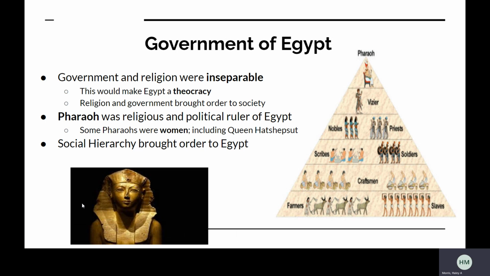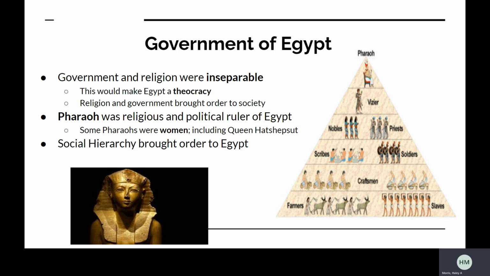Government of Egypt. The government and religion were inseparable. So like I said, the pharaoh was the ruler of Egypt, but they also thought the pharaoh was a god. So obviously that tells you a lot about how they organize their government through their religion. And so government and religion were inseparable, which would make Egypt a theocracy. A theocracy is a type of government that is built with their religion.